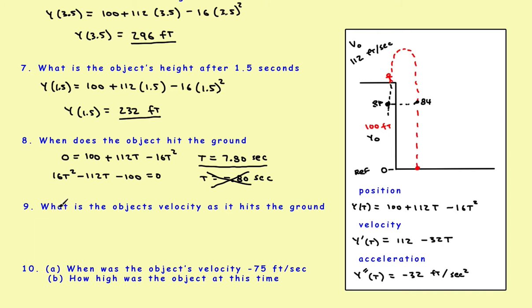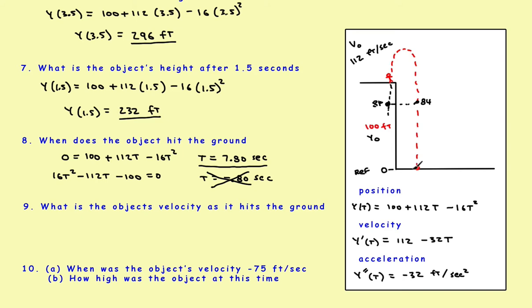Next question says this: what is the object's velocity as it hits the ground? Now, I always get some students to do this. They'll say, well, if it hits the ground, it will stop. Its velocity would be 0. But really what the question is asking is, what is the object's velocity the instant before it hits the ground? So just before it hits the ground, how fast is it going?